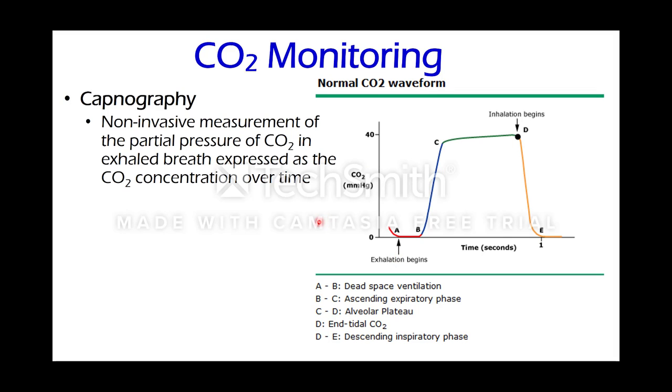The other part of the pulmonary function test is measurement of CO2. One of the most important is non-invasive measurement of the partial pressure of CO2 in exhaled breath, expressed as carbon dioxide concentration over time. So here we have the carbon dioxide in millimeters of mercury over time, also called end-tidal CO2. It starts when exhalation begins: the CO2 in the exhaled gas increases until it reaches a plateau, and then it reaches maximum. Then when inhalation starts, the carbon dioxide decreases until it reaches zero, and then the next cycle.